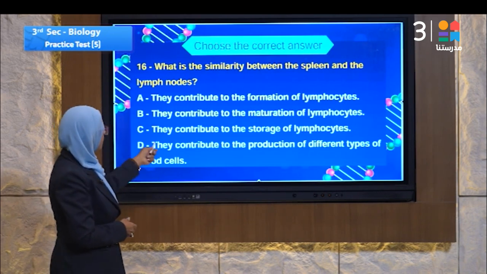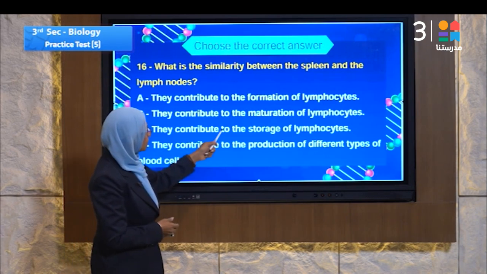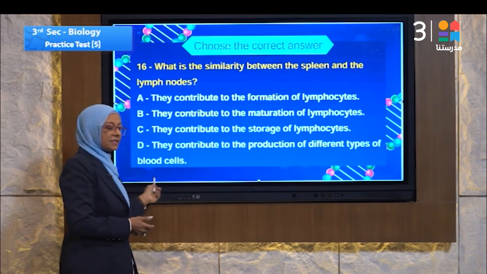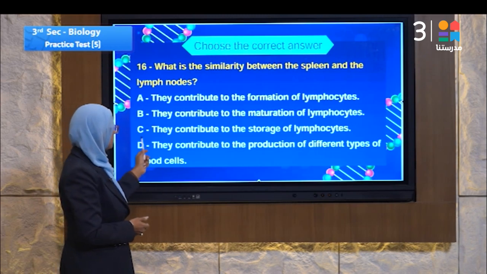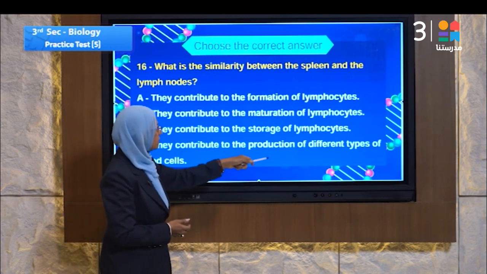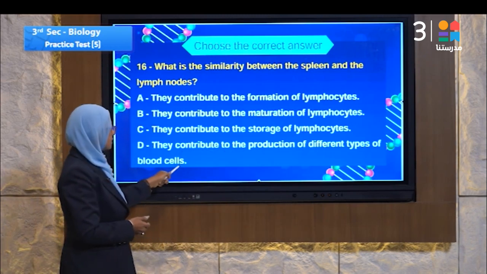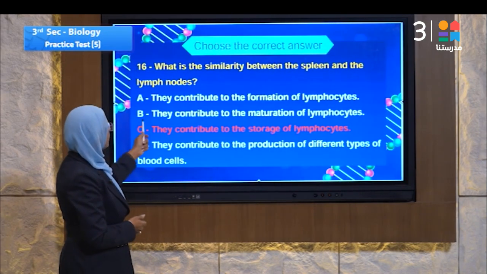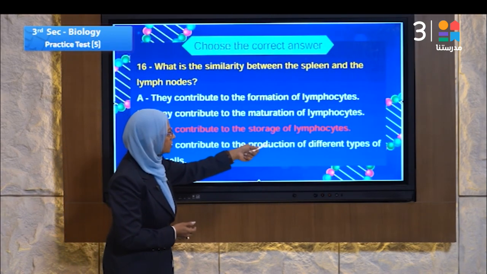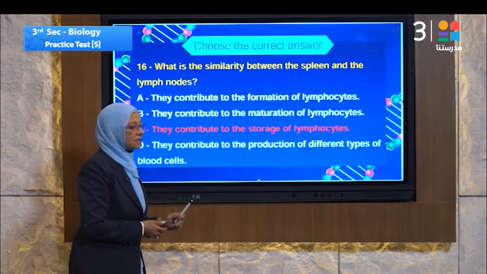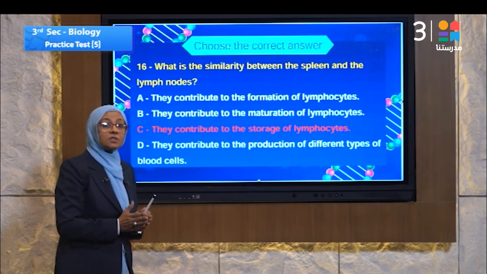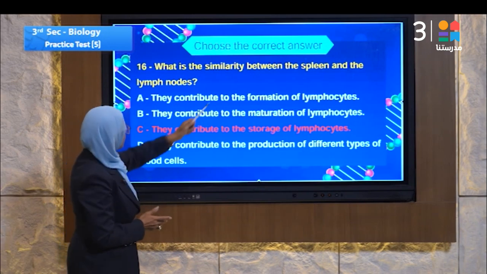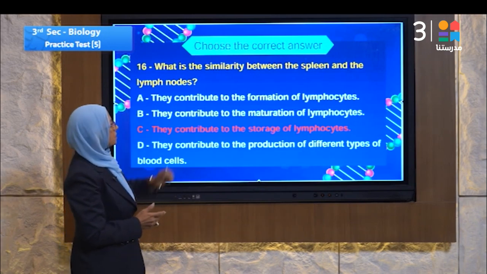C, they contribute to the storage of lymphocytes. Let's read number D. They contribute to the production of different types of blood cells. No, the answer must be C, they contribute to the storage of lymphocytes. They both store lymphocytes, the spleen and the lymph nodes.